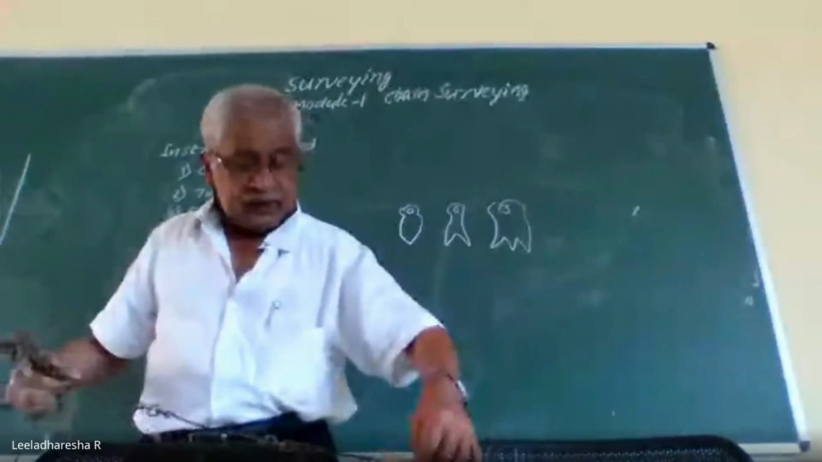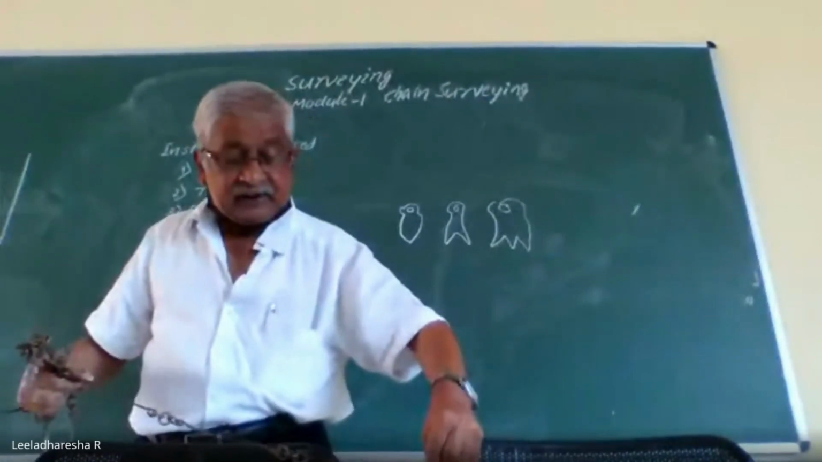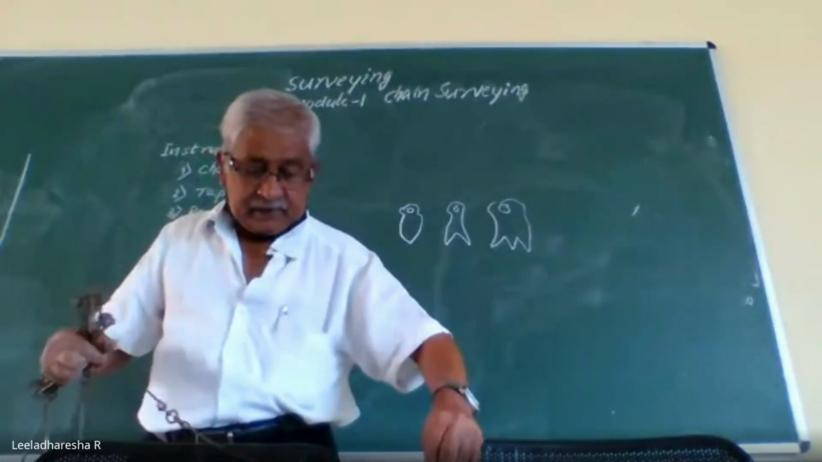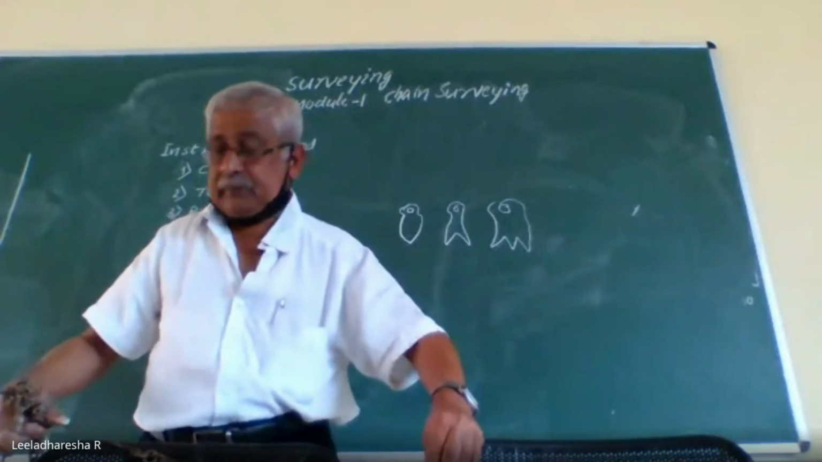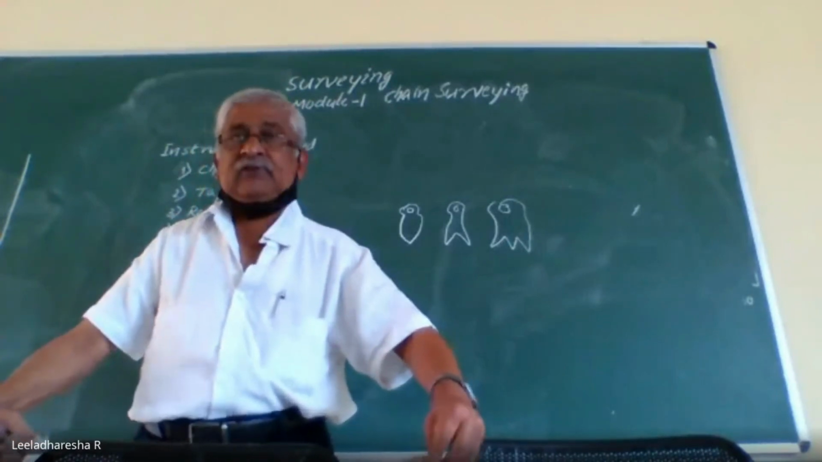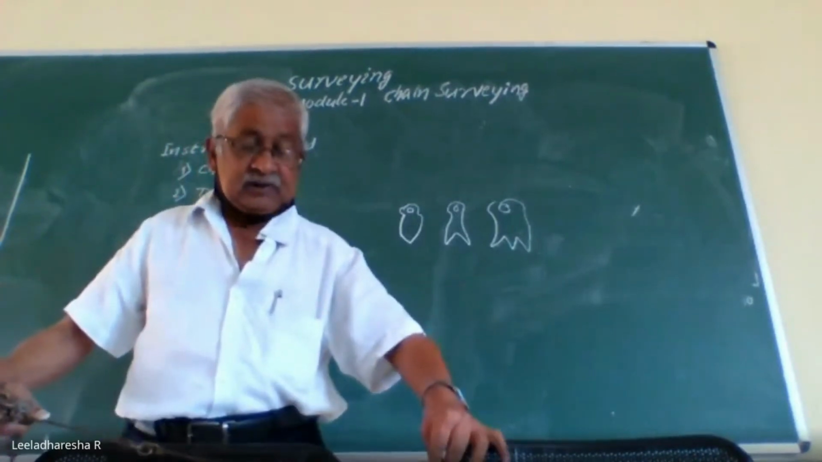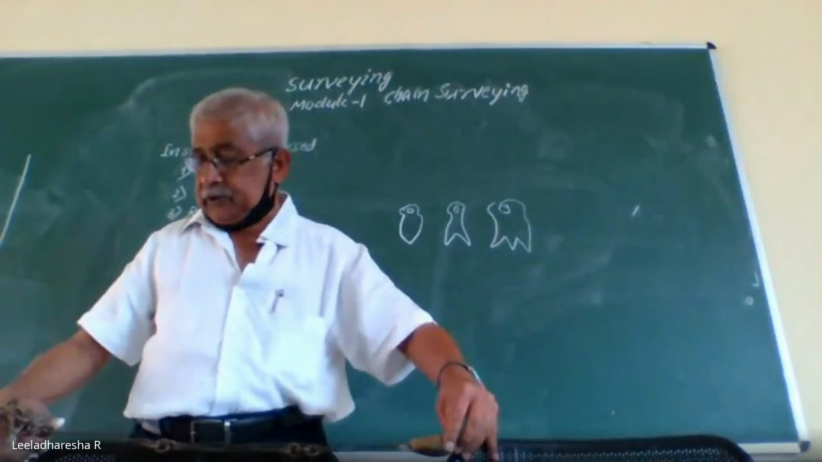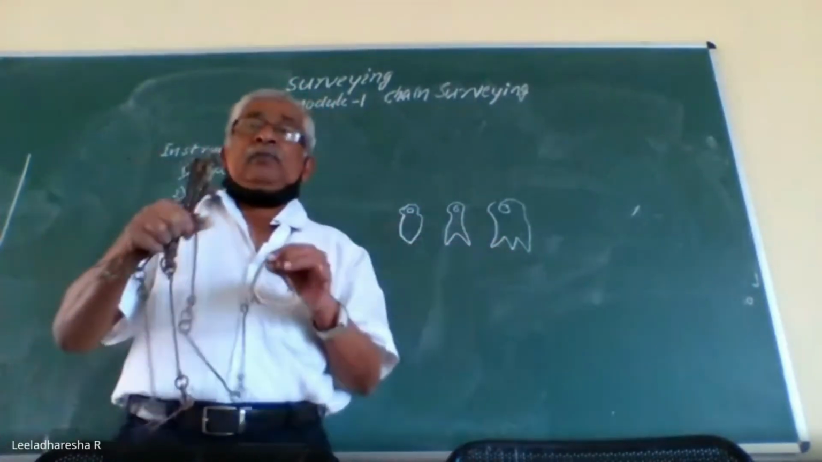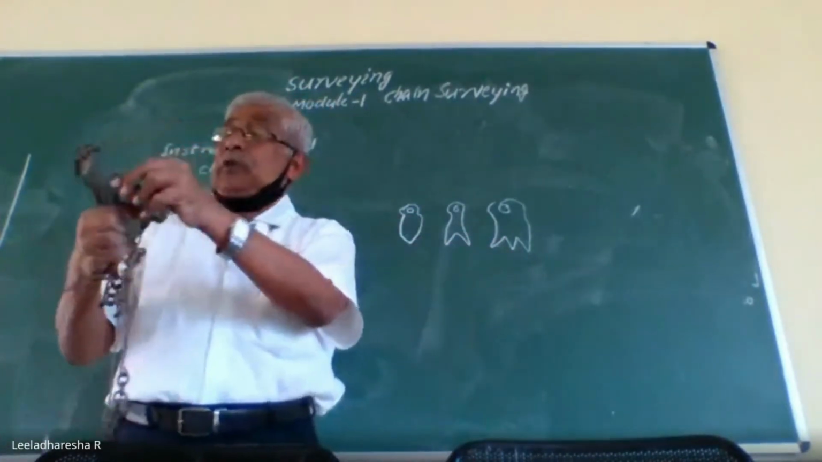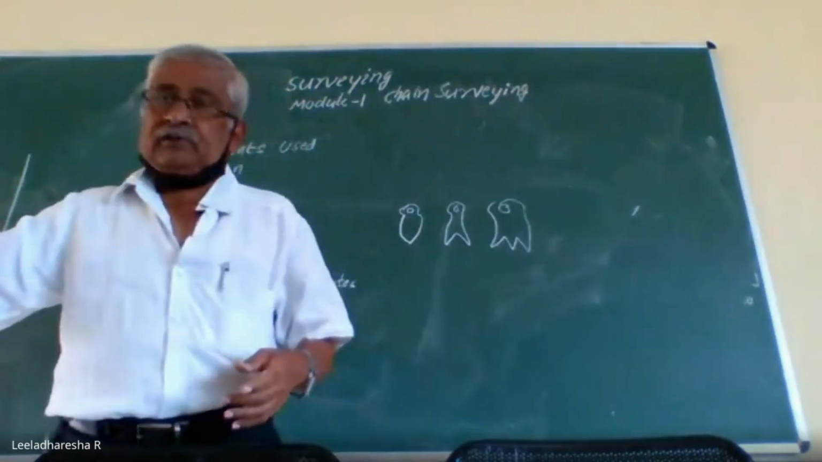Normally the first thing is how to hold it. I want to measure the distance from here to here. Hold the brass handle exactly at that point and measure how many links are there. So, three links multiplied by 20 centimeters, 60 centimeters is the length from this point to this point. This is how you need to use this particular chain.